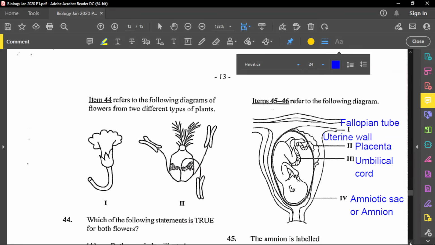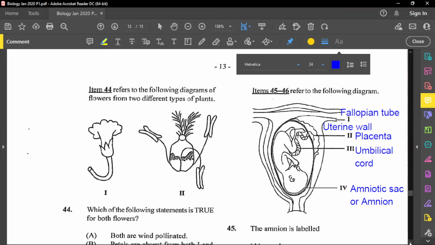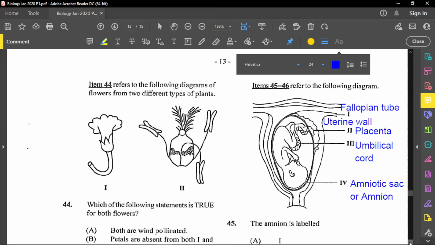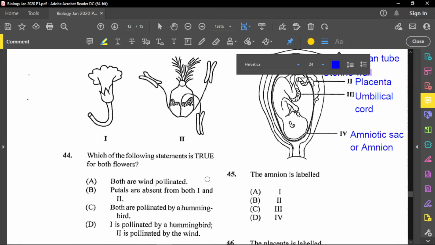I really want to finish this real quick now, right? So 44 now we said refers to the following diagrams of the flowering of a flower from different types of plants. So we have 2 flowers here now from 2 different types of plant. We have flower 1 and flower 2. So which of the following statements is true for both flowers? And A says both are wind pollinated.